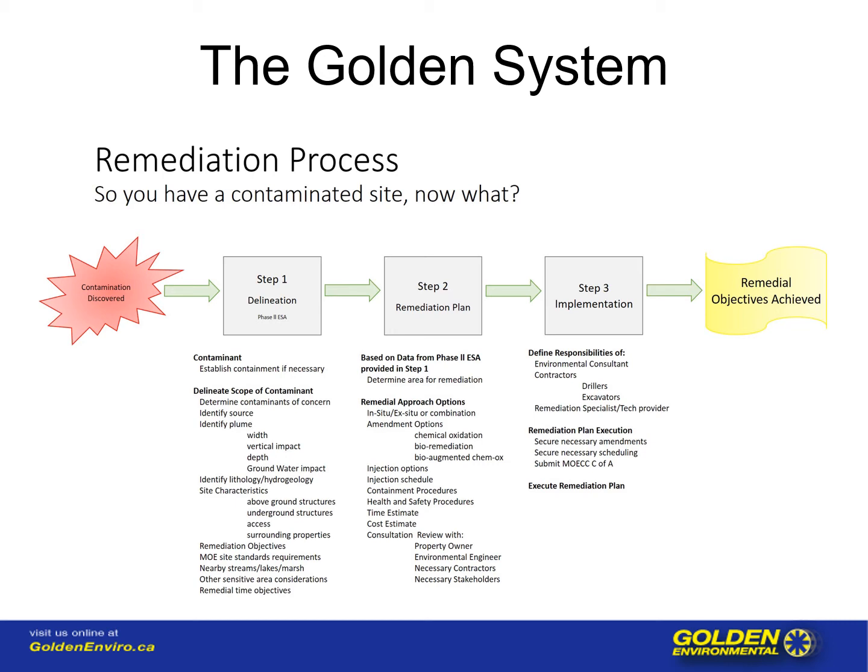Also, we need to identify the lithology and the hydrogeology. What are the soil types we are dealing with? This is very important because if we are doing an in-situ remediation plan, we need to determine the soil oxidant demand as well as the contaminant oxidant demand. We determine the contaminant oxidant demand by knowing what the contaminant is and approximately the volume of contaminant in the soil and the groundwater. How much has actually leaked?